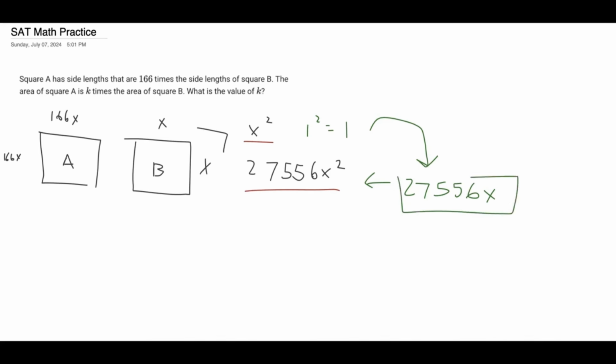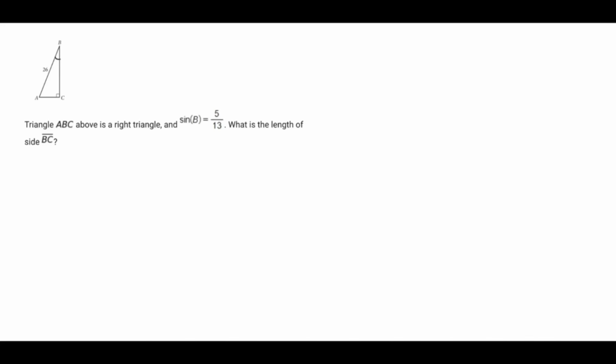So ABC above is our right triangle, and sine of B is 5/13. What is the length of side BC? Alright, so pretty simple problem here, except there is a little caveat that we have to take into consideration. So first off, sine B, I've marked the angle B. We know SOHCAHTOA, which is so sine represents opposite over hypotenuse.